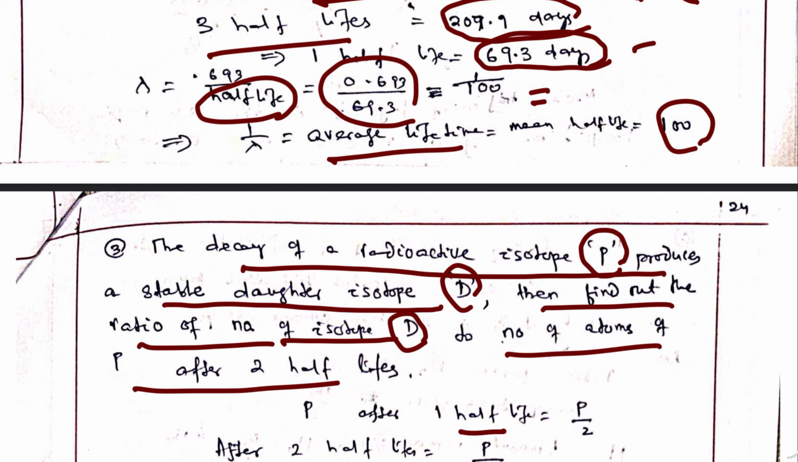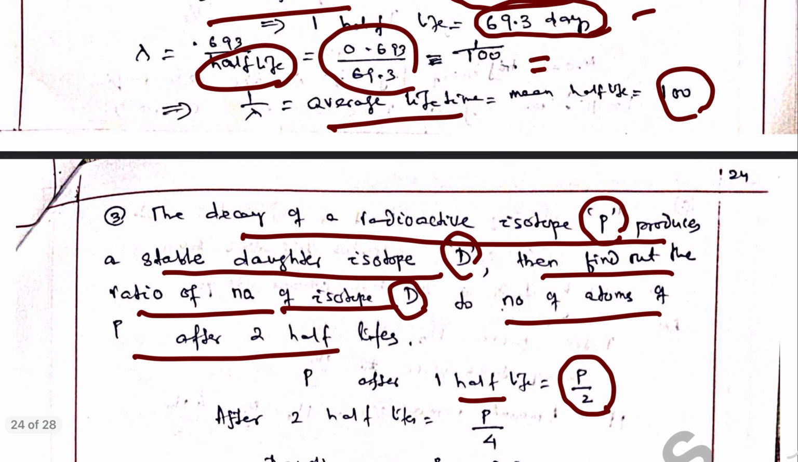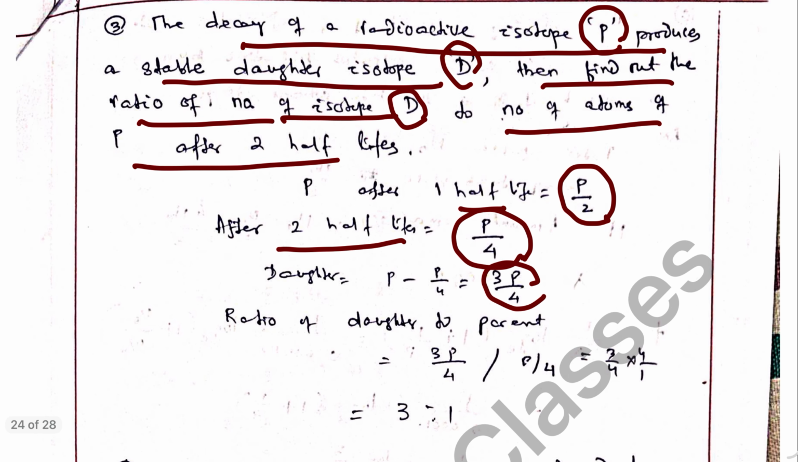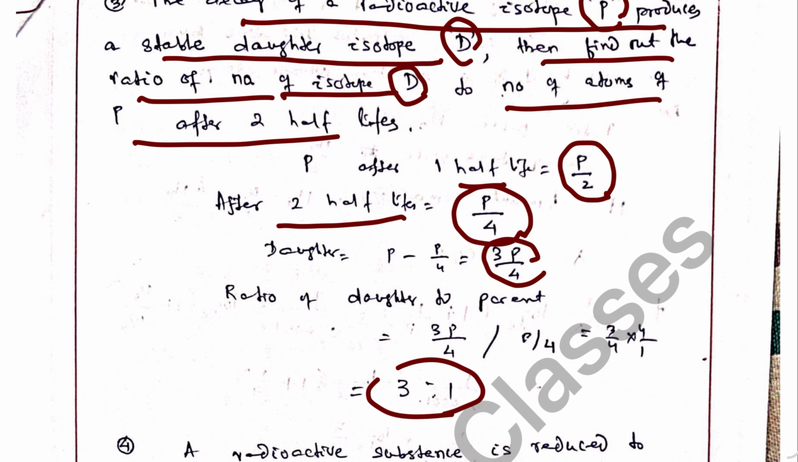So P after 1 half-life period becomes reduced to P by 2. After 2 half-lives it becomes P by 4. So daughter is equal to P minus P by 4, which is 3P by 4. So the ratio of daughter and parent will be 3:1.